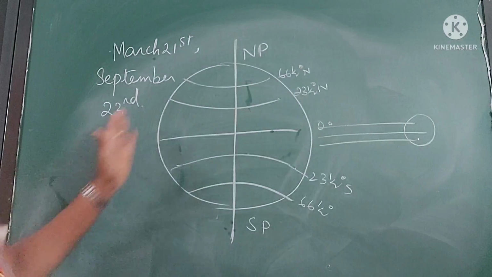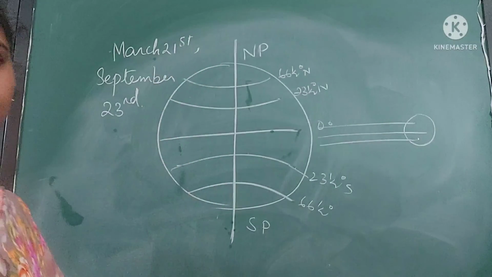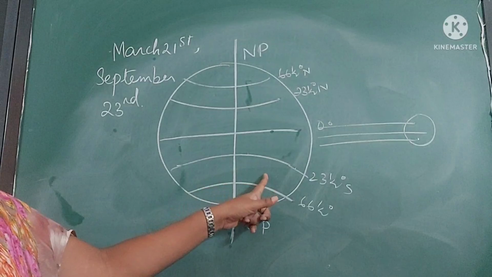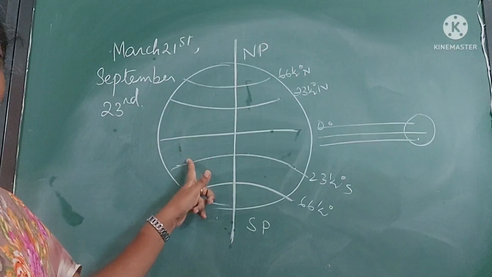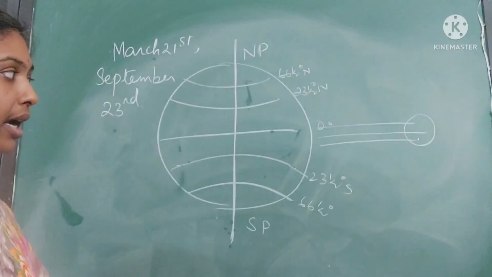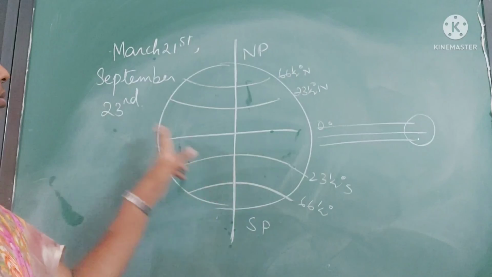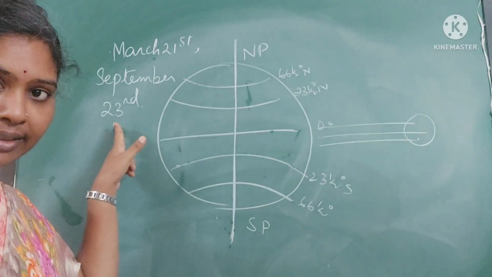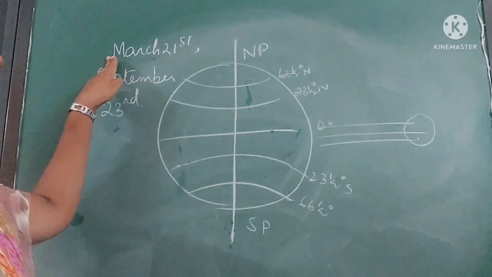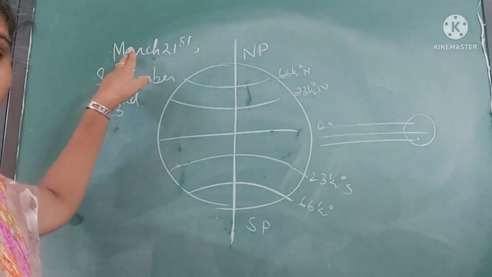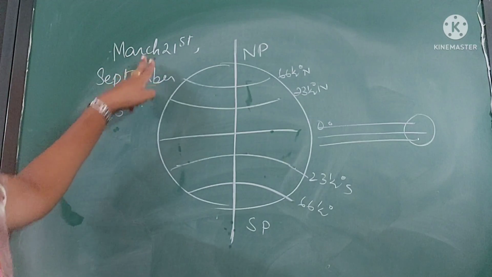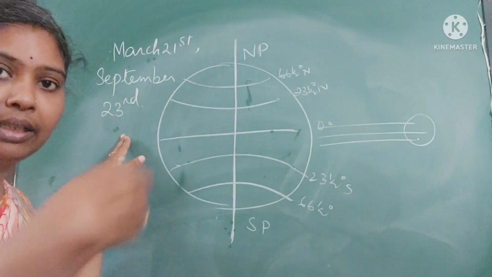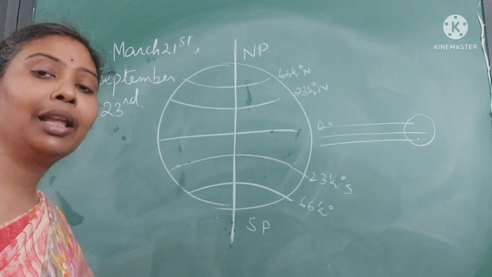Circle of illumination is passing through the axis, right? So we will be having exactly equal days and equal nights, right? Both the days on March 21st and September 23rd. On March 21st we will be having spring, so it is known as spring equinox. On September 23rd we will be having autumn, so we are terming it as autumnal equinox.